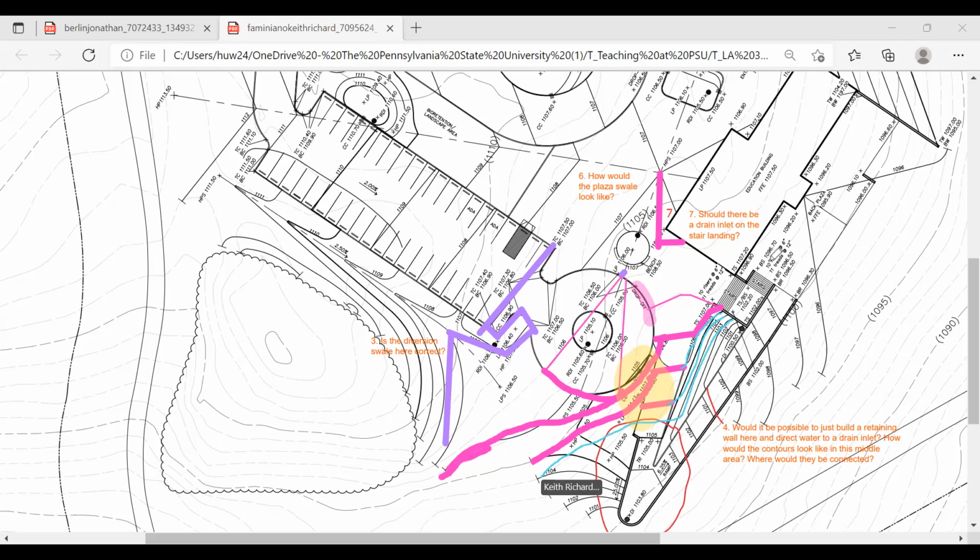Yes, that's how you connect them. Okay, and what would happen to the contours here? Would they also be connected to the contours here? Because they would end here, right?